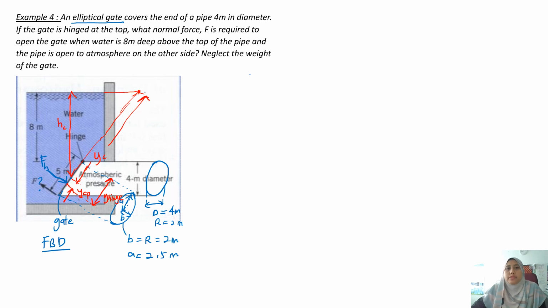The second step is to find the hydrostatic force, the magnitude. So we have HC. The first one is HC. If you look at the diagram, the HC is 8 meters plus another distance from here to the centroid, which is 4 meters divided by 2. So 8 meters plus 2 meters, 10 meters.